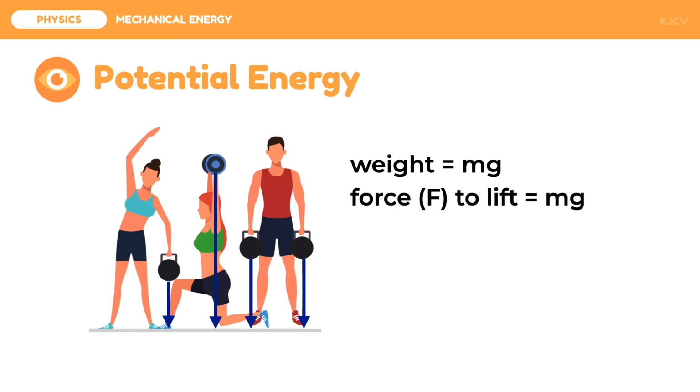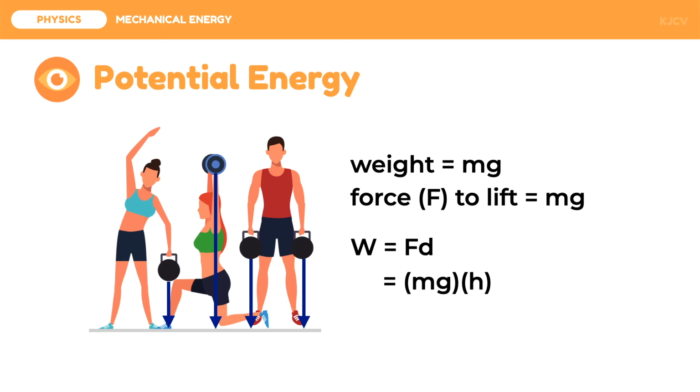Since the force exerted by these people is upwards and the displacement of the kettlebells is upwards too, we can say that work is done. This can be found by multiplying the force needed to lift the weights by the distance the weights had to be moved. Using the force to lift equivalence, we have this equation.